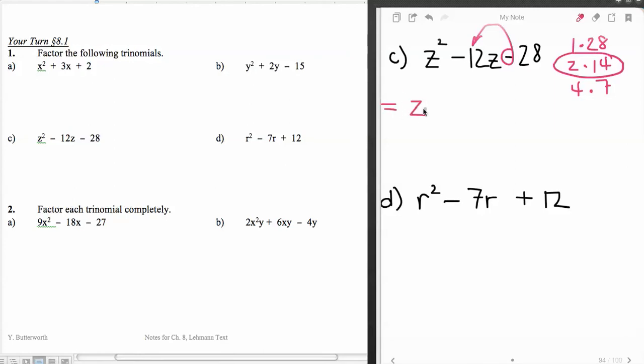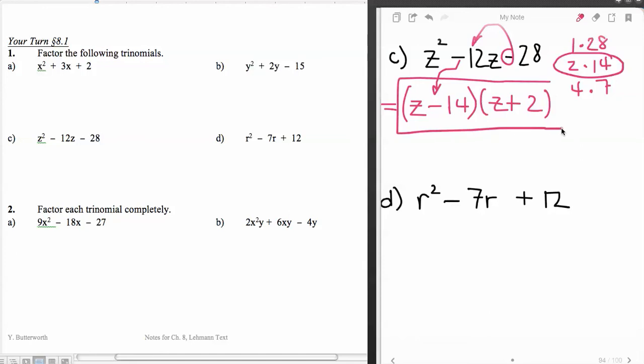So I'll need a z with a 14 and a z with a 2. Now remember, it could be z with 2 and then z with 14, doesn't matter. And then this sign goes with the bigger factor, so minus here and plus here. And there's my factorization of this trinomial, z minus 14 times z plus 2.